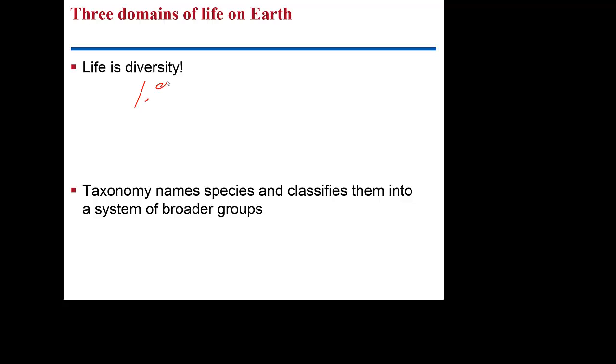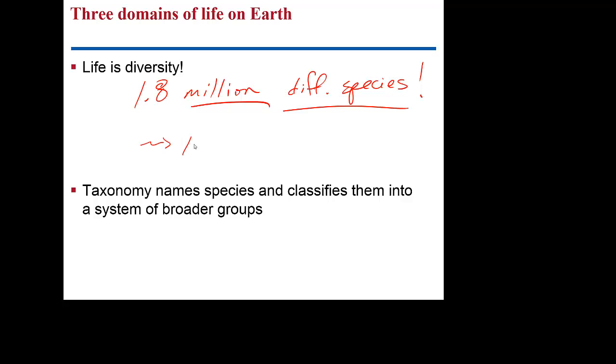To date, we've identified about 1.8 million different species on this planet. And I can guarantee you there are probably at least twice that, if not more. The actual estimates put it into 10 to 100 million different species on this planet. Right now, today.